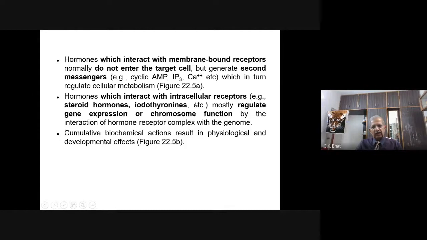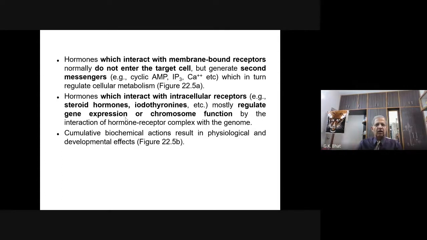Hormones which interact with the intracellular receptor, steroid hormones, iodothyronine, etc., mostly regulate gene expression or chromosome function by the interaction of the hormone-receptor complex with the genome. Gene expression means production of the relevant protein. Proliferatory protein means this requires hormonal action.